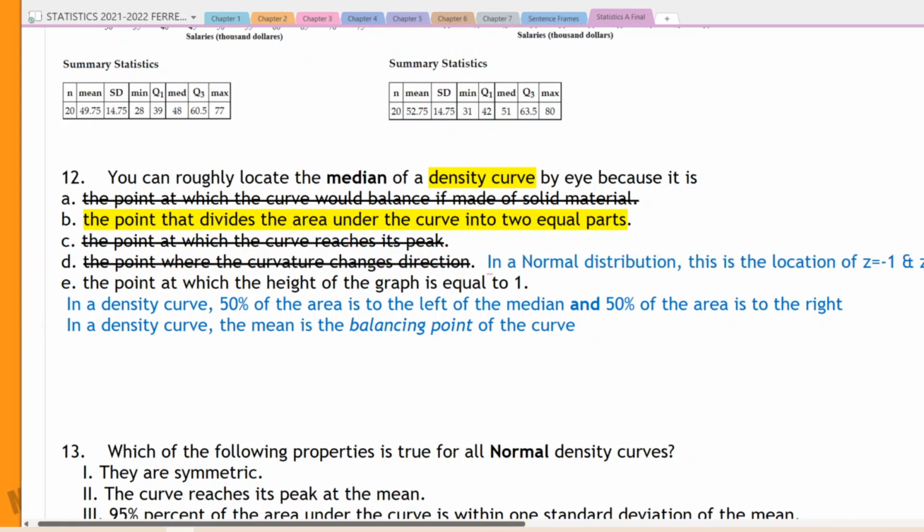In a normal distribution, that would be the location of z equals 1 and z equals -1. And the point at which the height of the graph is equal to 1, that just kind of sounds good, but it really doesn't have anything to do with what we're talking about here. So this is our correct answer choice. It's the point that divides the area under the curve into two equal parts.